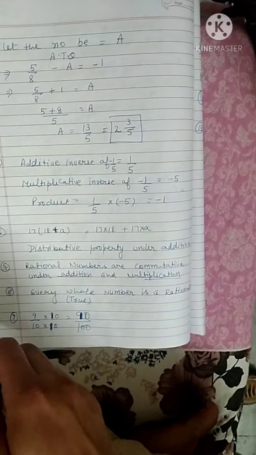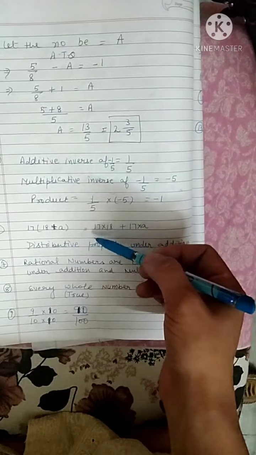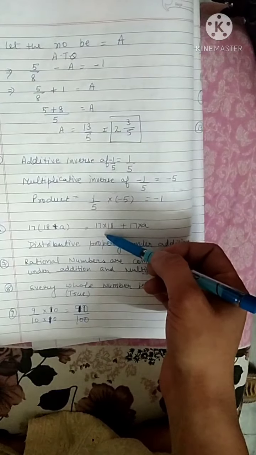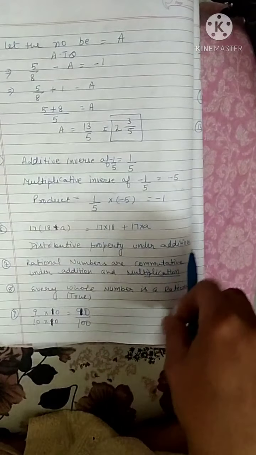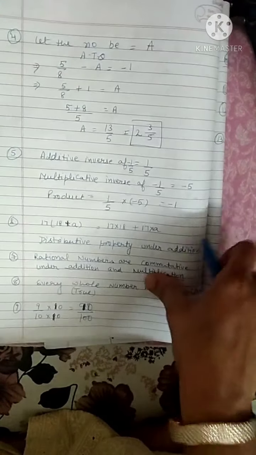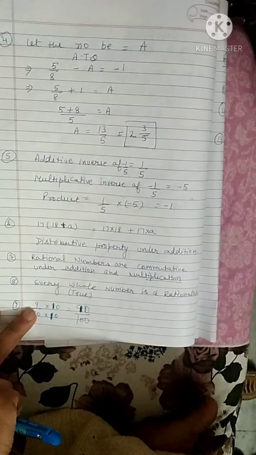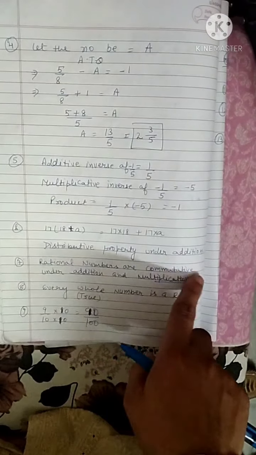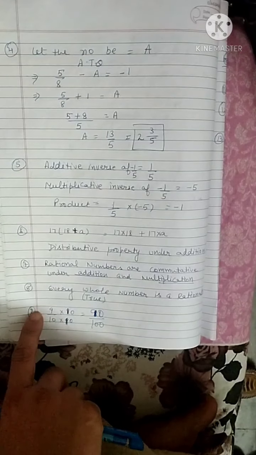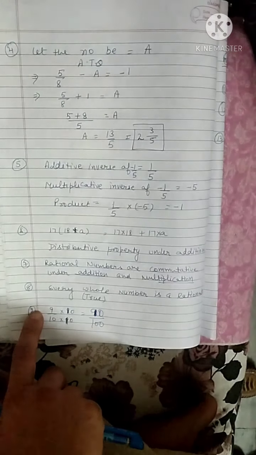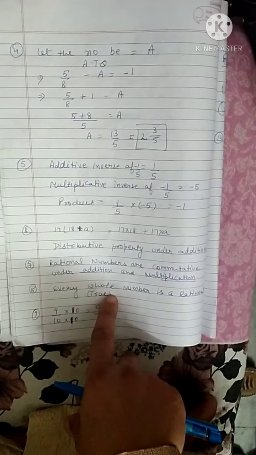Question number 6. Identify the property: 17 bracket 18 plus a is equal to 17 into 18 plus 17 into 9. It's the distributive property under addition. Now question number 7. Rational numbers are commutative under dash and dash. Rational numbers are commutative under addition and under multiplication. Question number 8. Every whole number is a rational number, true or false? Every whole number is a rational number, it's true.